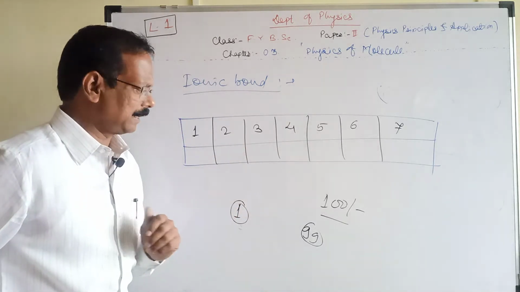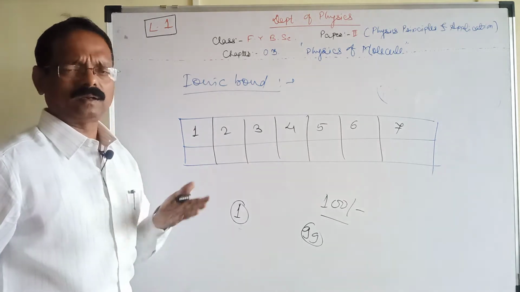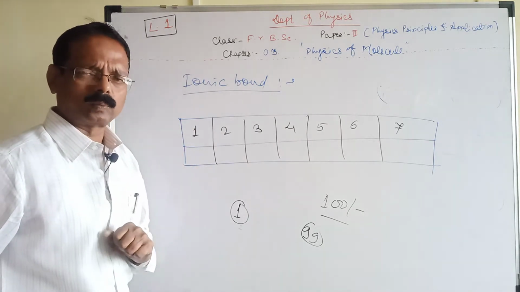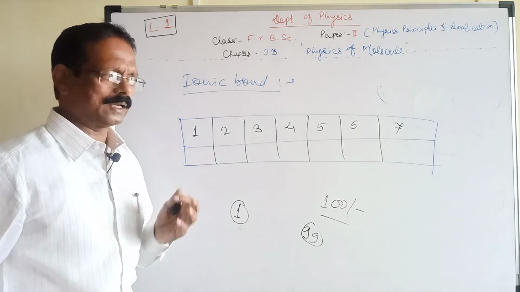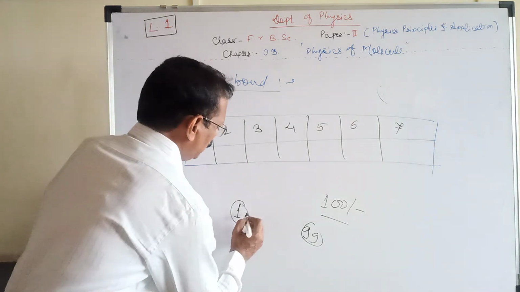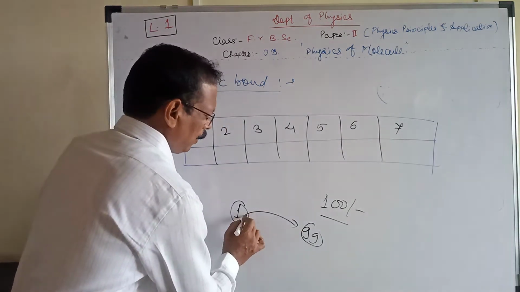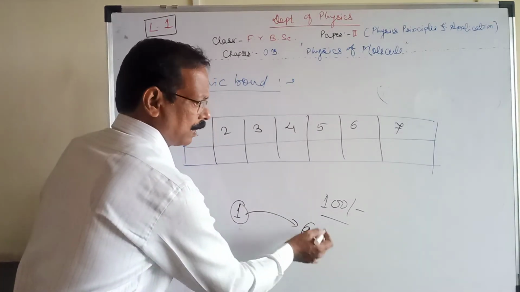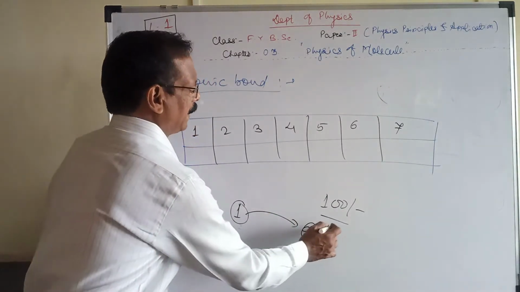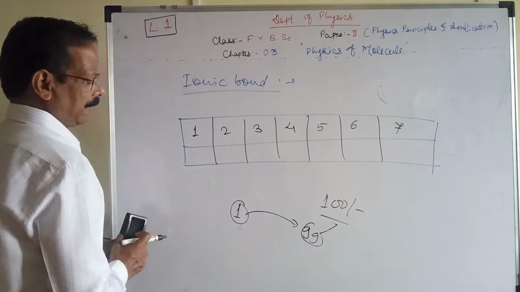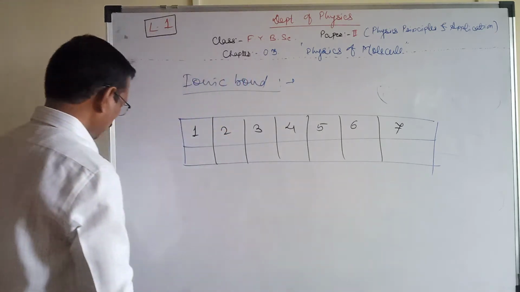Otherwise you can tell me, sir, I already have 99 rupees and you are short by only 1 rupee to buy the shirt. So give me your 1 rupee and I can buy the shirt. So instead, I donate 1 rupee to this student who has 99 rupees and he can buy the shirt. In this way, what happens here is we have to complete the octet.